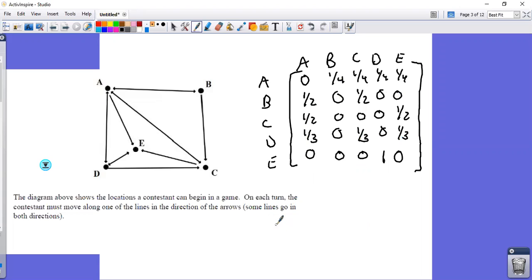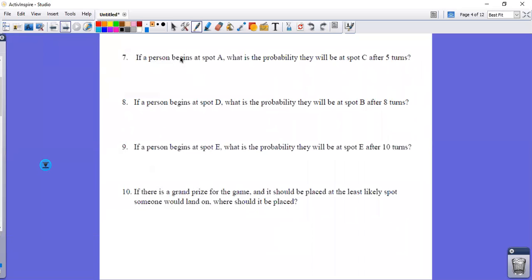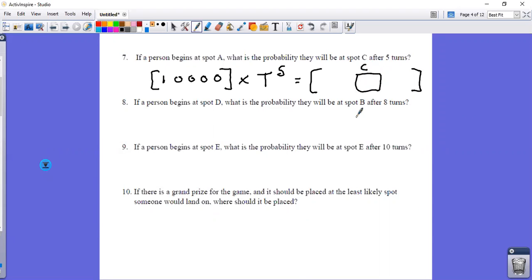So then your initial state matrix is going to be a 1 by 5, wherever the contestant starts out. If a person begins at spot A, so your initial state would be 1 and you're nowhere else. What is the probability? So call that transition matrix after 5 turns, so just to the 5th power. And then it's asking for the probability of spot C. Just make sure you're looking at the middle number where C is.